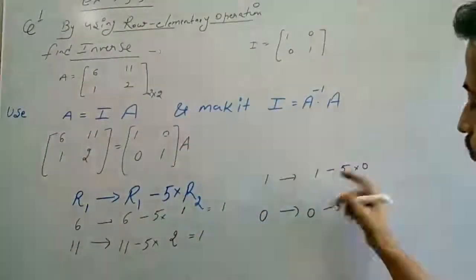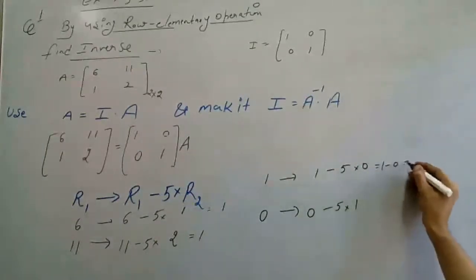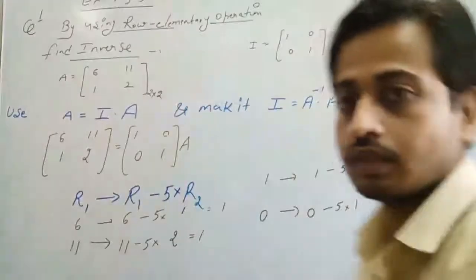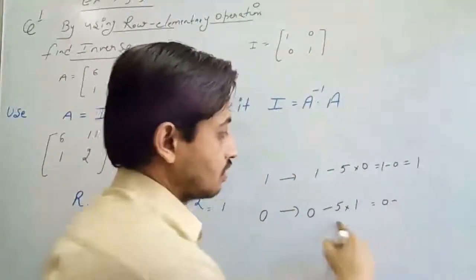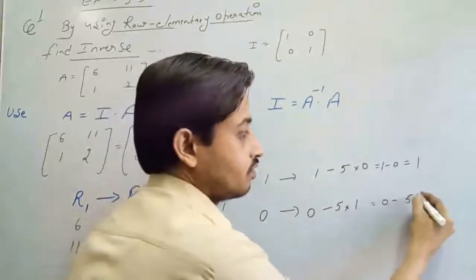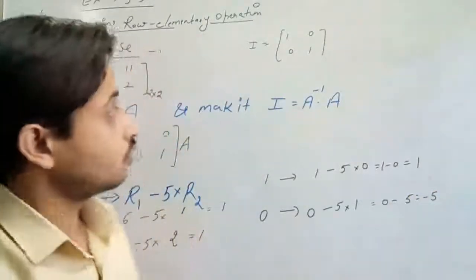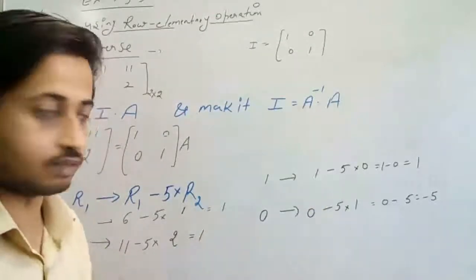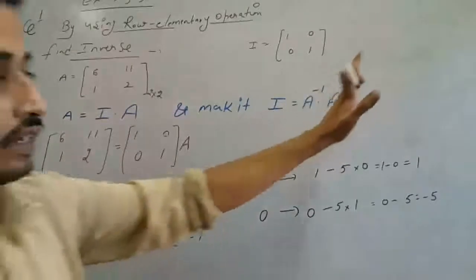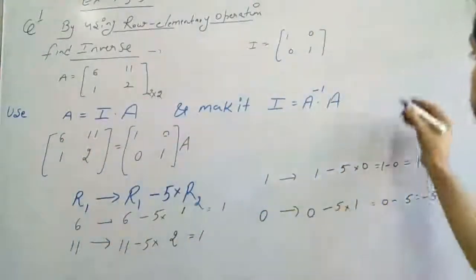Now solve this. 1 minus 0 is equal to 1. Now the same here: 0 minus 5 into 1, 5. So we get minus 5. After solving that, you have to write the matrix again. I am writing it here. What will we get?